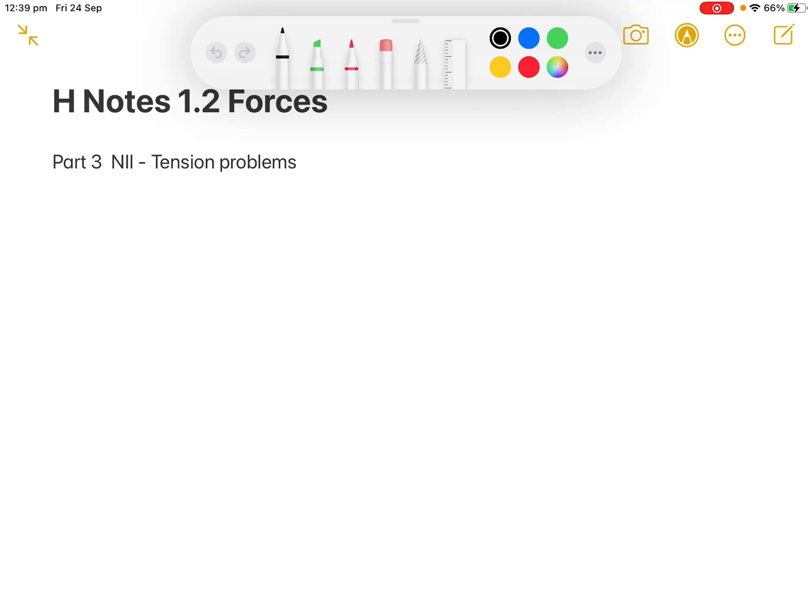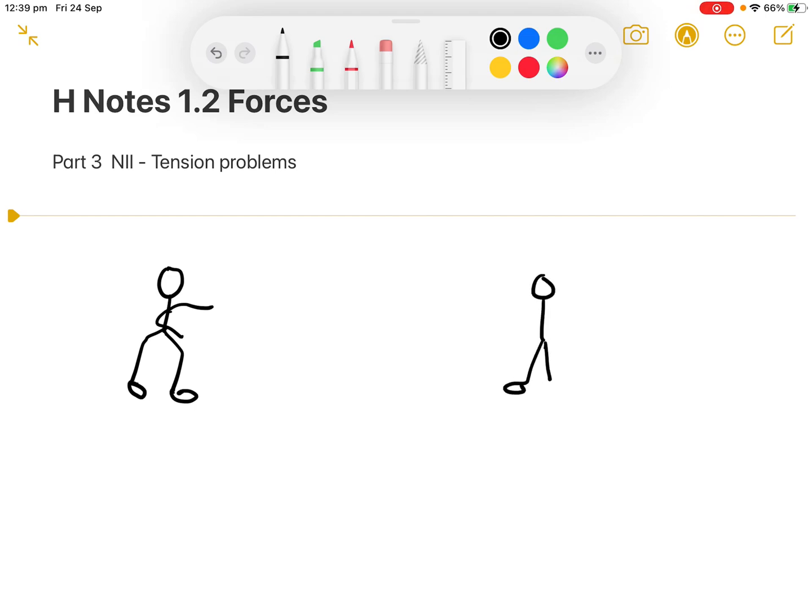So let's begin just by considering what tension actually is. If we imagine two people standing a few meters apart, and they're holding a rope which is slack, like that.